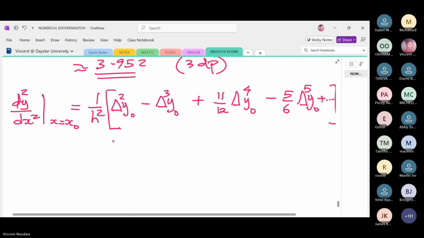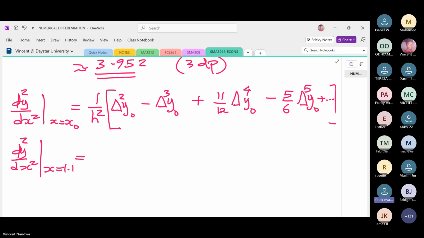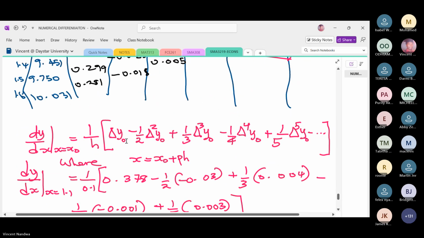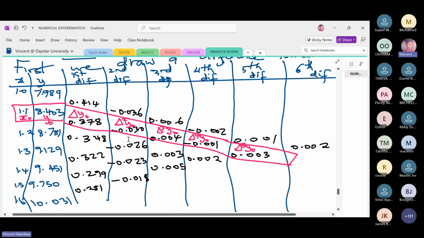So ours is to find d²y/dx² at x equals 1.1. What is the value of h for the same problem? 0.1. So, 1 over 0.1 squared into, then in this table, what is the second forward difference of y naught?